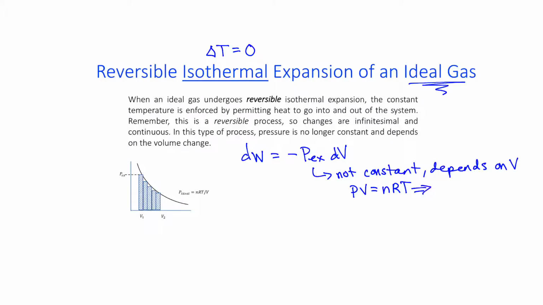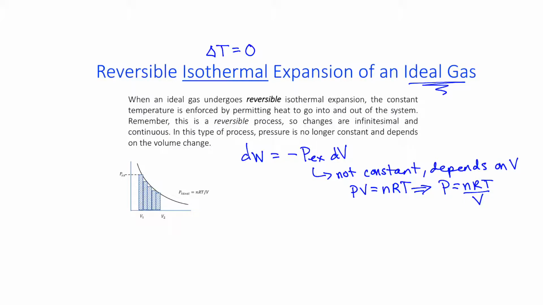So we know that pressure can also be described by nRT over V. This allows us to get a sense of how our pressure is going to be affected by changes in volume. This is how we get around not having a constant pressure, and we have a nice expression that allows us to model that in.